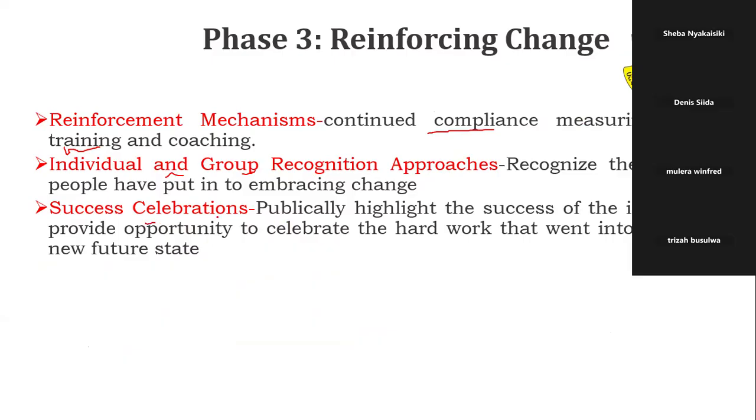Success celebrations is publicly acknowledging anyone, groups that have hit the target, those who have embraced, those who have picked up the initiative, and so on and so forth.